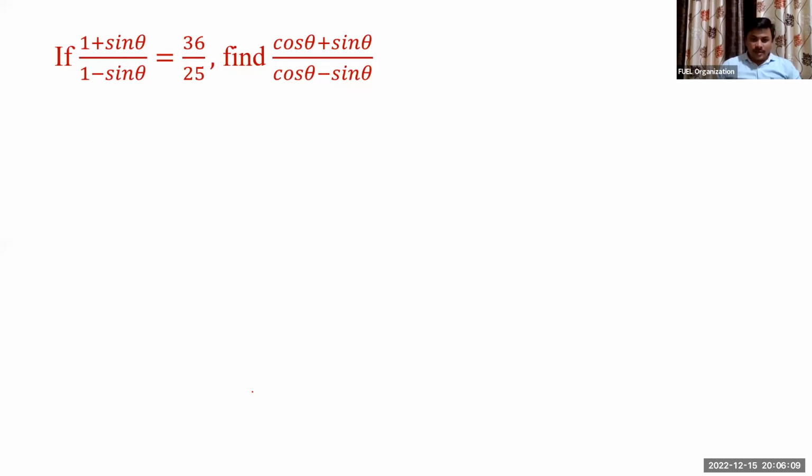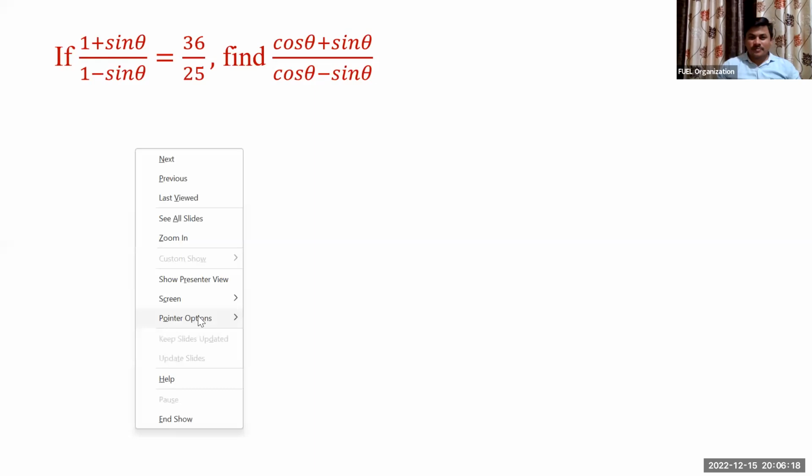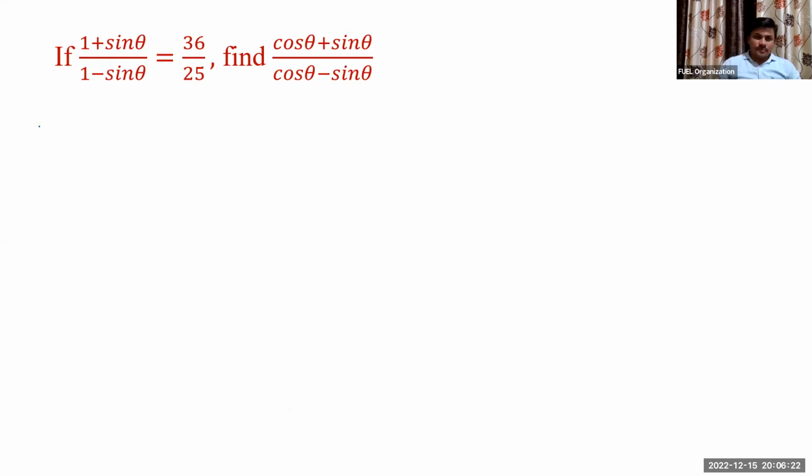So, who will guide me? Who will help me? How to solve this question? Who will give the answer? The question is, if 1 plus sine theta divided by 1 minus sine theta is equal to 36 by 25, find cos theta plus sine theta divided by cos theta minus sine theta. Yes, any idea?